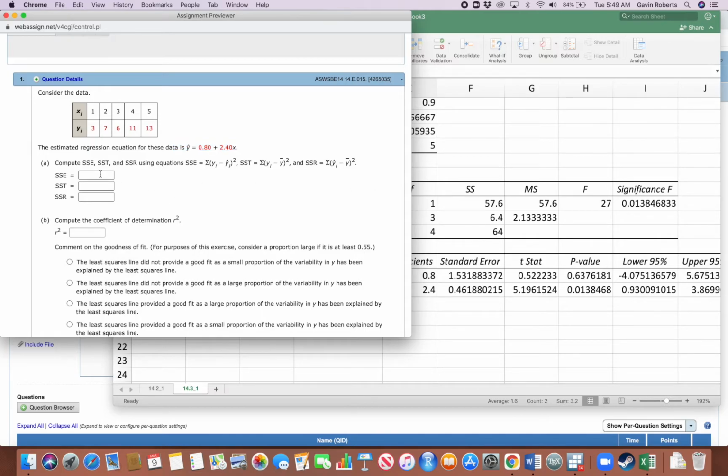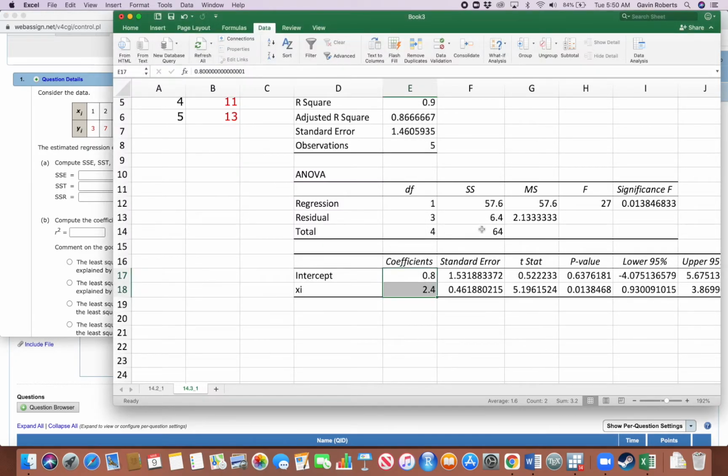Now it says to compute the sum of squared errors, sum of squares total, and sum of squares regression using equations for SSE, SST, and so on. Now you could totally apply those equations. We'd want to figure out y hat and do them by hand, but these are another thing that the Data Analysis ToolPak includes for us. The way Excel labels those, though, is SS is right here, so sum of squares. This is going to be sum of squares regression, is what Excel calls it.